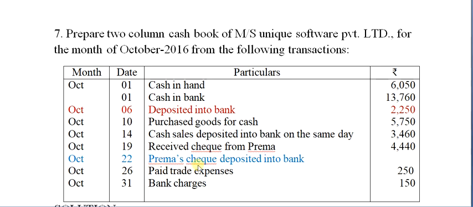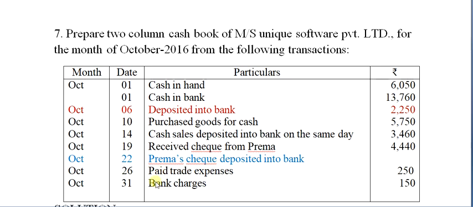October 22nd, Prema's cheque deposited into bank. On October 22nd, Prema's cheque has been deposited into bank. Now what we have considered for the earlier transaction, October 19th, we received a cheque from Prema, we have considered cash. Now what happens here also? The contra entry, cash balance decreases, bank balance increases for the October 22nd transaction.